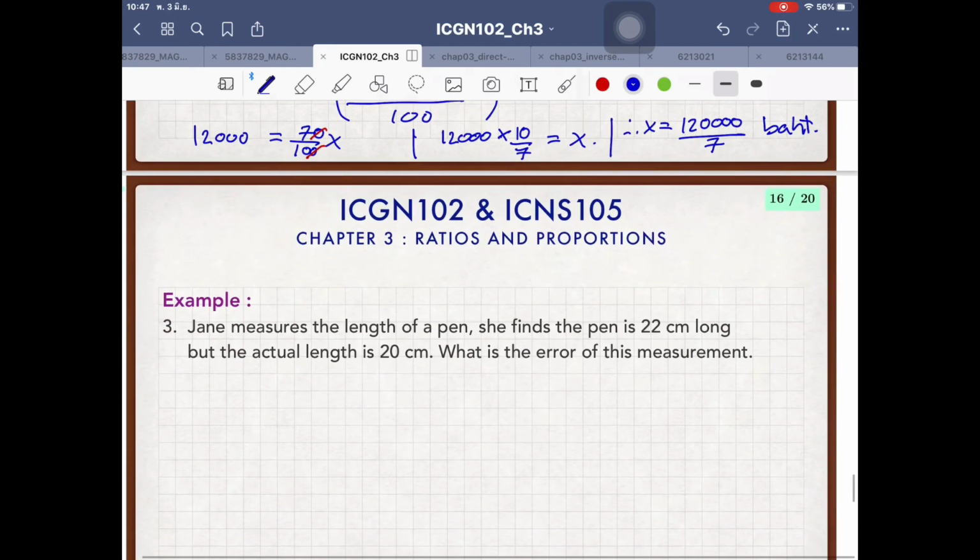And then for the next problem, now Jane measures the length of a pen. She finds the pen is 22 centimeters long. All right, but the actual length is 20 centimeters. What is the error of this measurement? All right, so here Jane can have some human error from making the measurement.